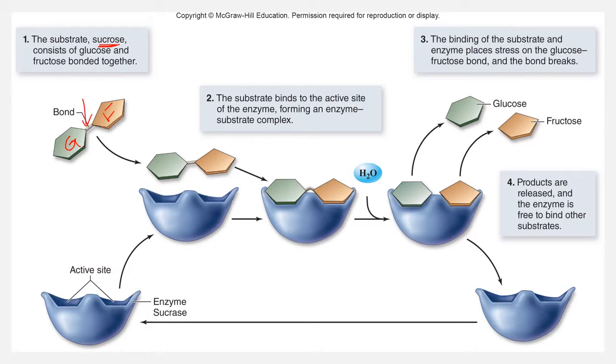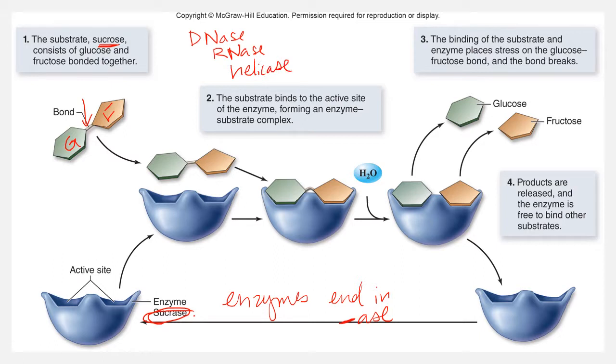Now when they bind to sucrase, sucrase is the enzyme. So enzymes end in -ase. That's an easy way to remember enzymes. So we have, say, DNase, RNase, helicase, polymerase. So many different -ases. All of these are enzymes.